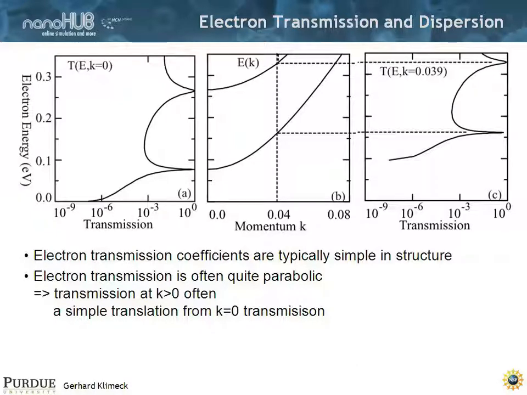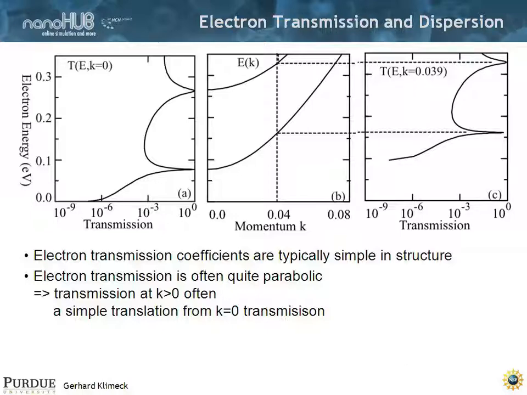So on the top left, you see a transmission coefficient through the structure that we looked at. And you look at the transverse momentum dependence of these resonances. So this is sort of in the transverse plane, transverse to the carrier transport, there's a dispersion. And these things look roughly parabolic in gallium arsenide.